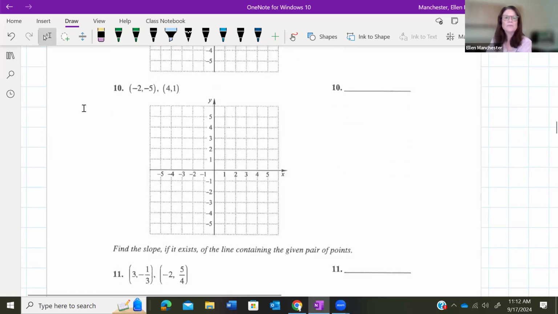All right, number 10. So the point is -2, -5, and then the other point is 4, 1.